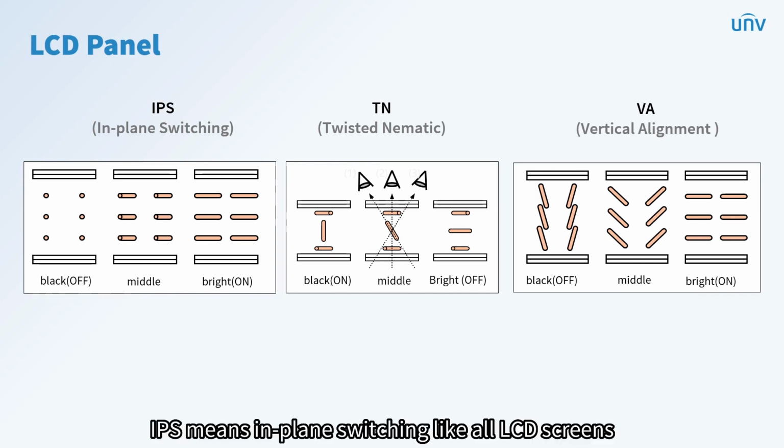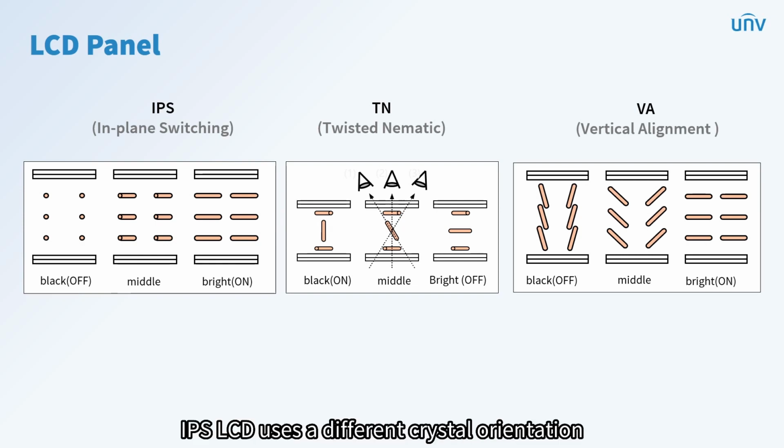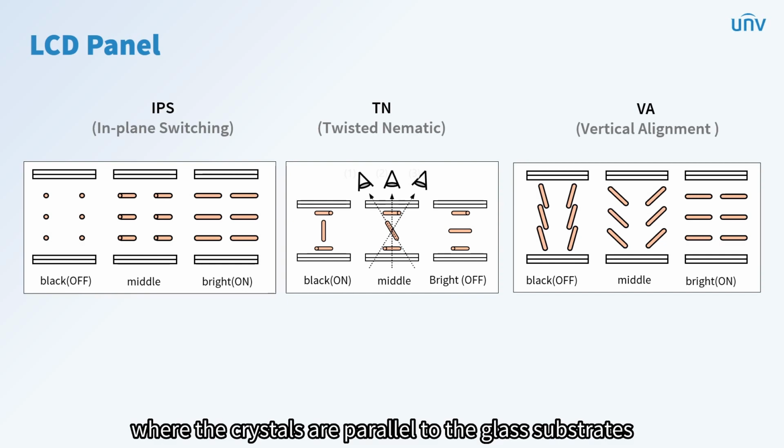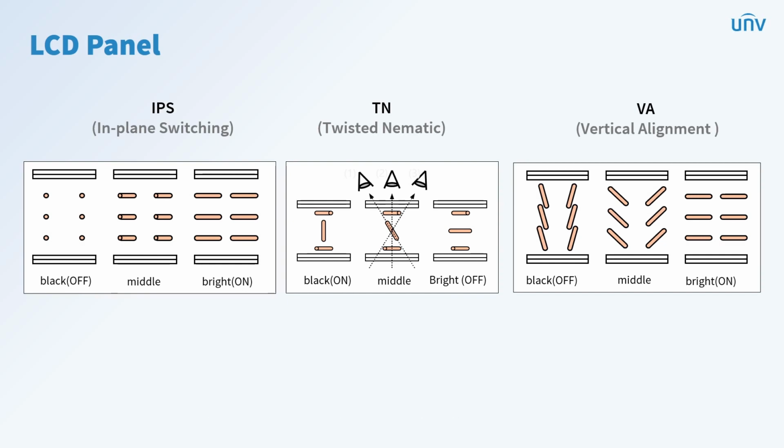Secondly, IPS means in-plane switching. Like all LCD screens, it uses voltage to control the alignment of liquid crystals, but unlike the TN, IPS LCD uses a different crystal orientation, where the crystals are parallel to the glass substrates, hence the term in-plane. The panel of IPS screen is harder. When you touch the screen lightly, the screen will not be distorted.